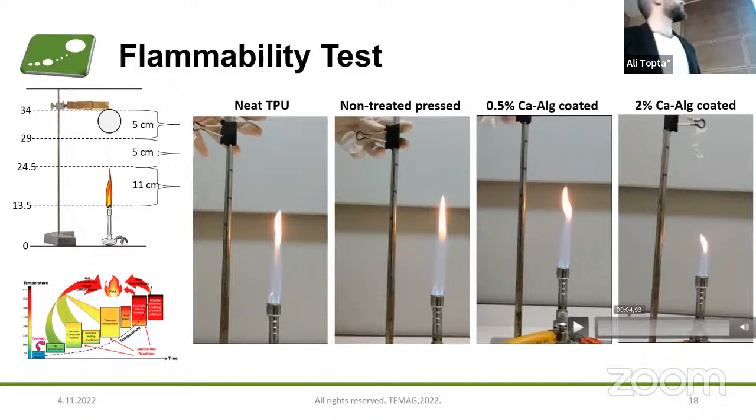I'll be explaining it. The neat TPU, whenever it was exposed to the flame, shrank and the polymer started dripping. But whenever it was coated, it burned without any shrinkage, just a formation of a char layer that turns black. The sample turns black without catching the flames. So whenever it catches the flames, it totally suppresses the flame and extinguishes it. It would be better if we could see the videos, but it's not working.